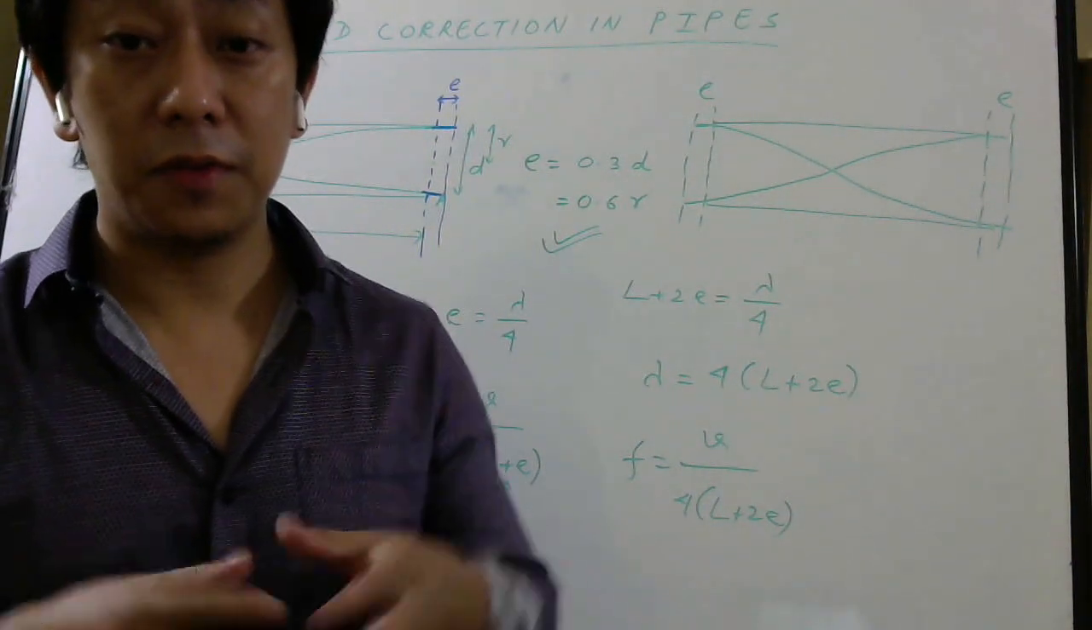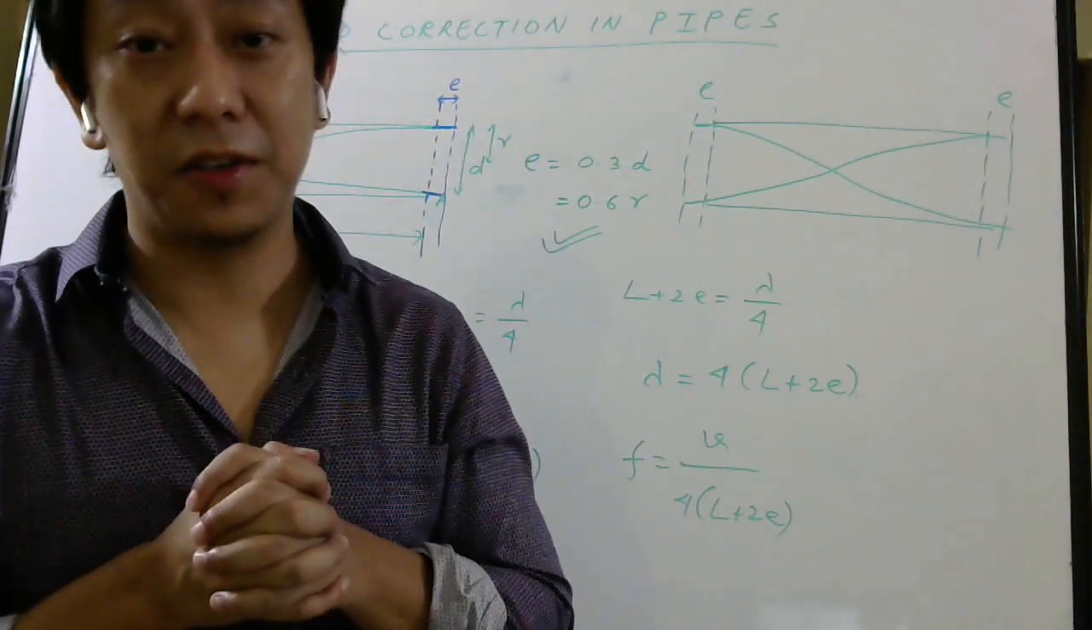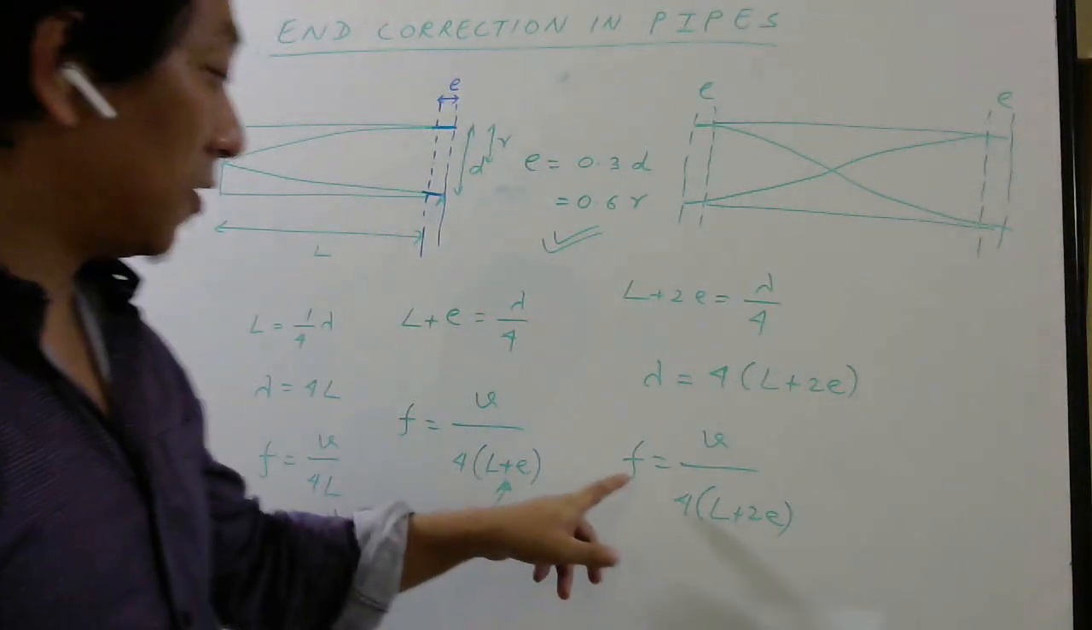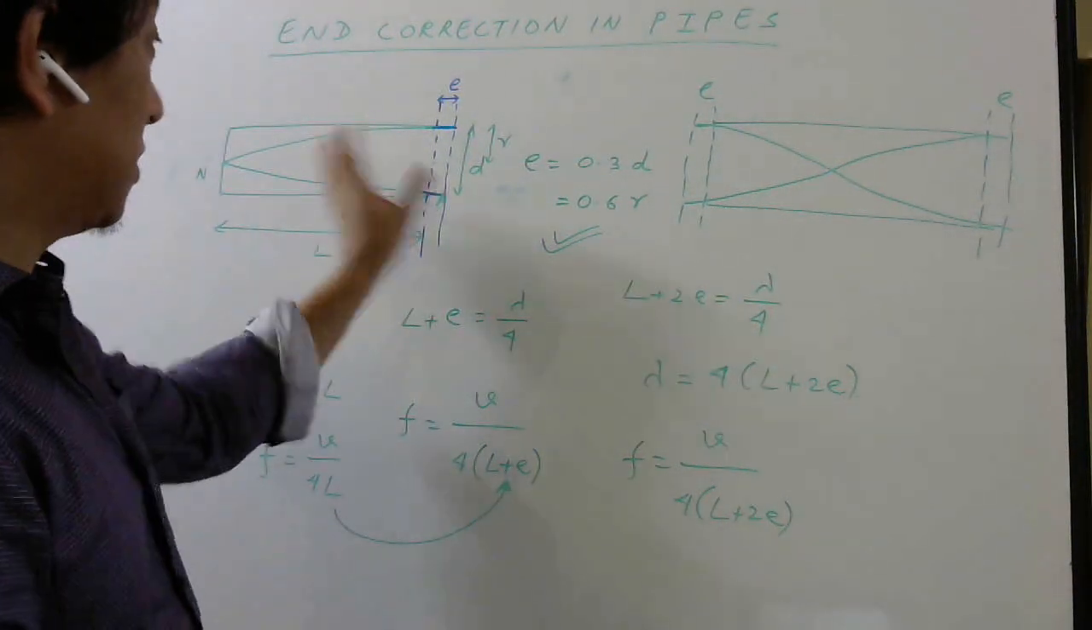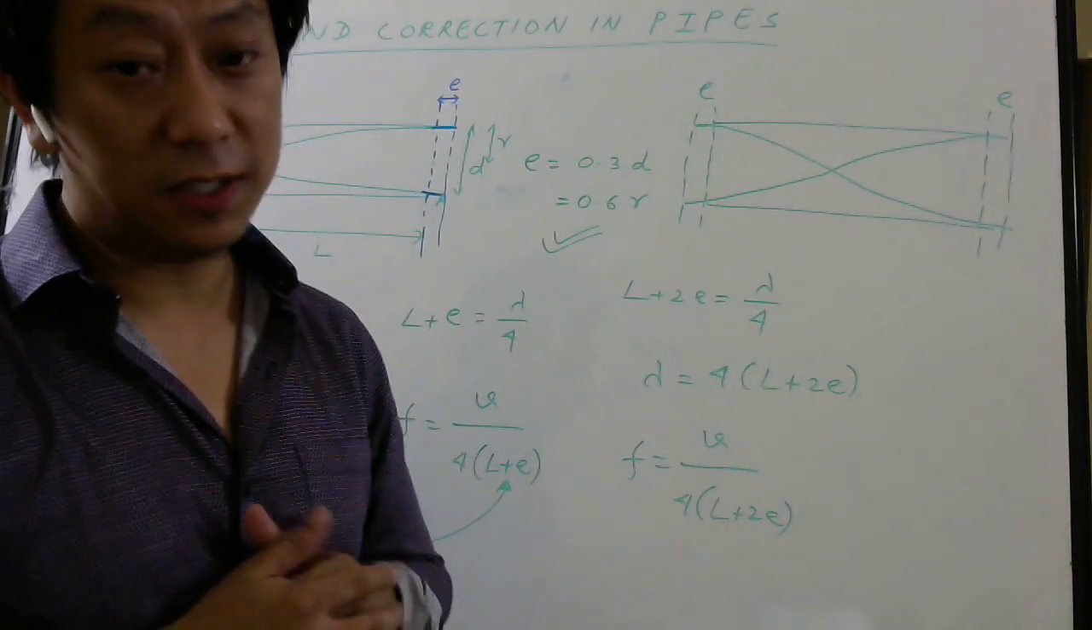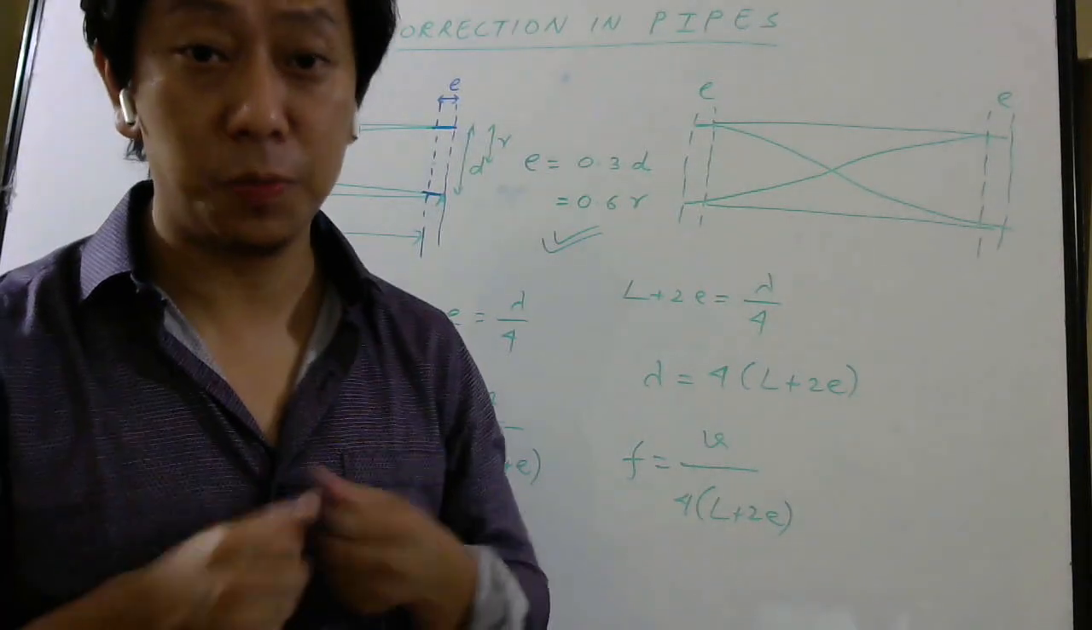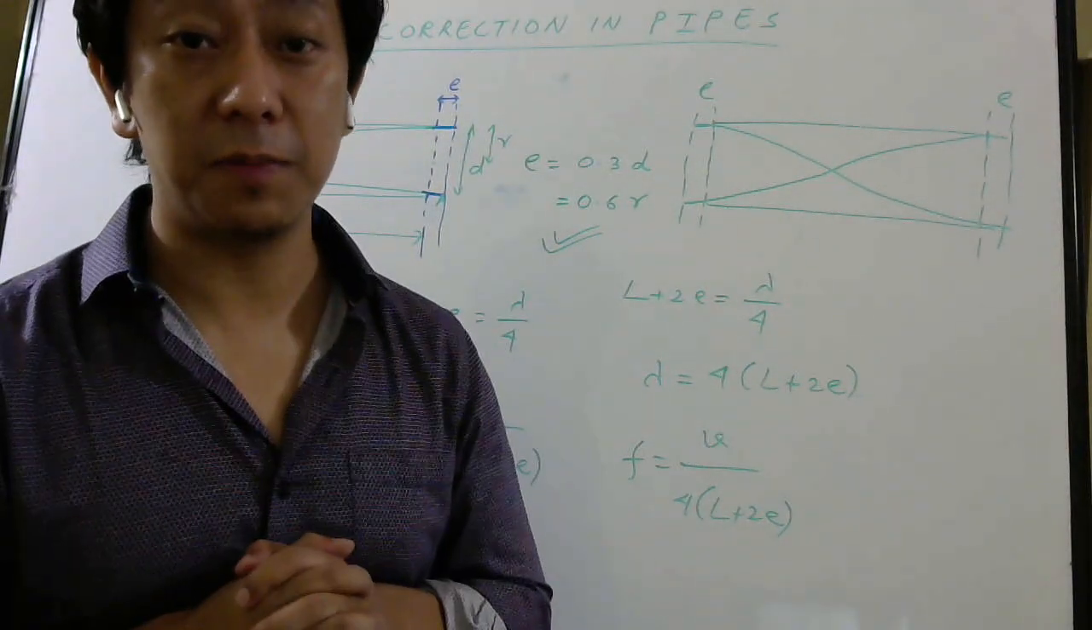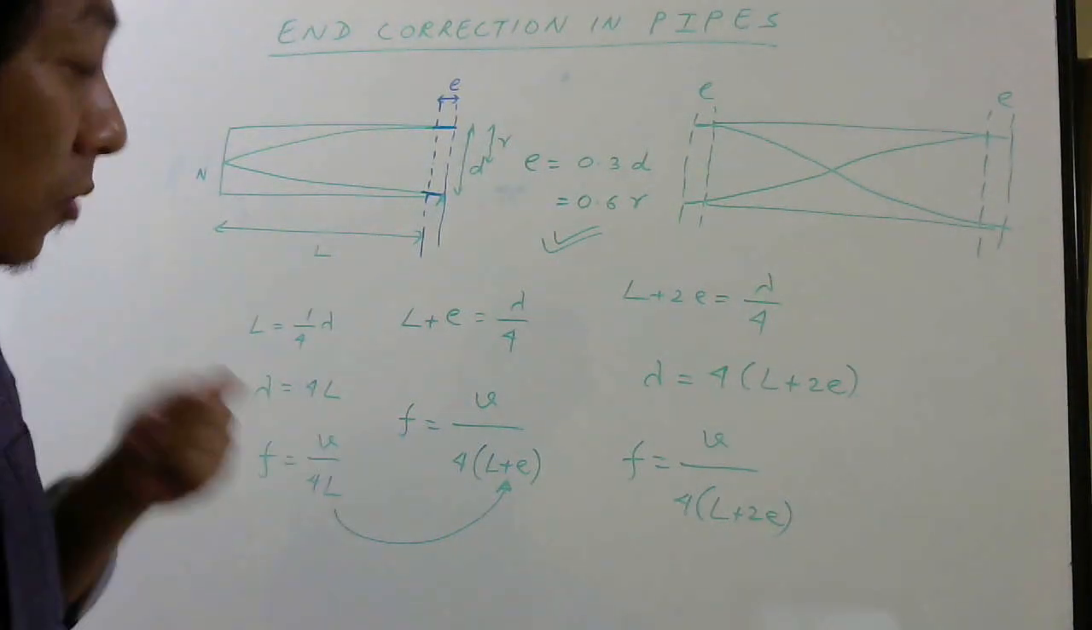Now, if the diameter of the pipe is asked in the question, and if they give you the frequency which is exciting this pipe, then it is very clear that end correction has to be considered if the diameter of the pipe is mentioned.